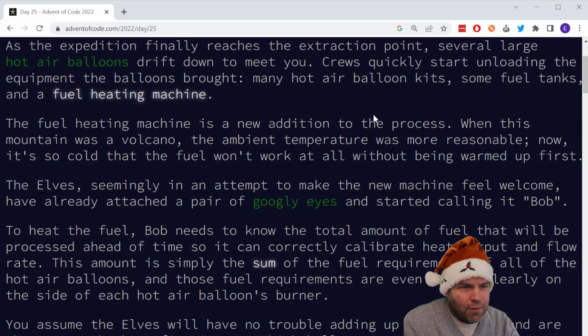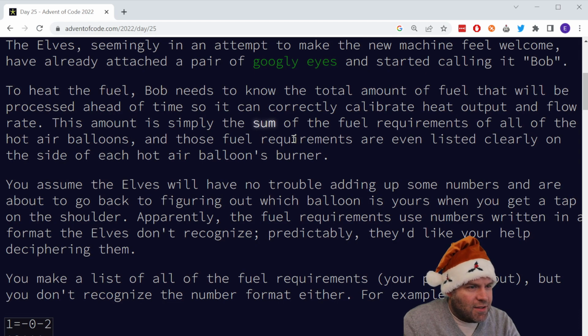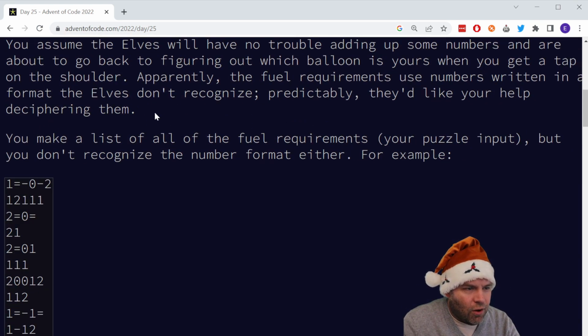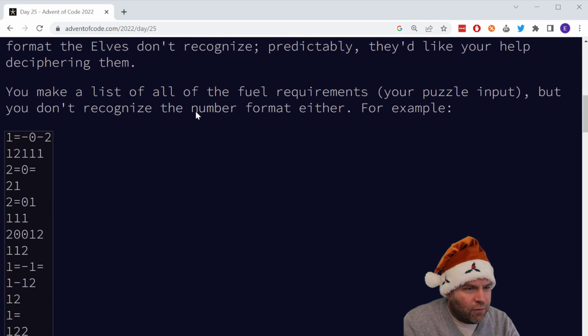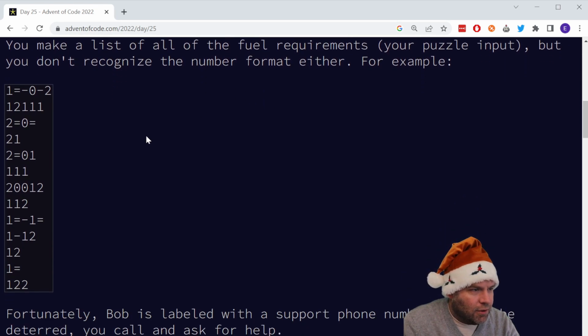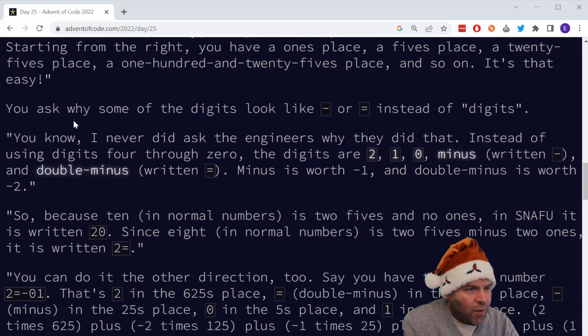Mini hot air balloon kits, some fuel tanks, and a fuel heating machine. To heat the fuel, Bob needs to know the total amount of fuel that will be processed ahead of time so it can correctly calibrate the heat output and flow rate. You make a list of all the fuel requirements, your puzzle input, but you don't recognize the number format either. For example, interesting. You ask why some of the digits look like minus or equals instead of digits.